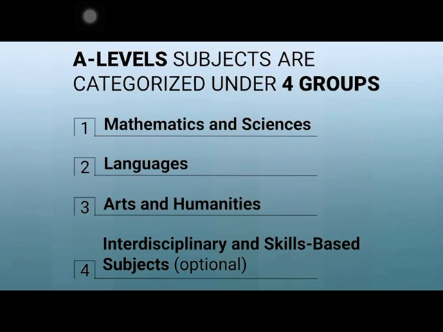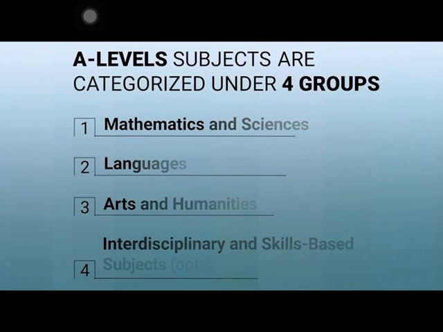The subjects offered in the A-levels are categorized under 4 groups. Group 1, Mathematics and Sciences. Group 2, Languages. Group 3, Arts and Humanities, and Group 4, Interdisciplinary and Skill-Based Subjects, which is optional.